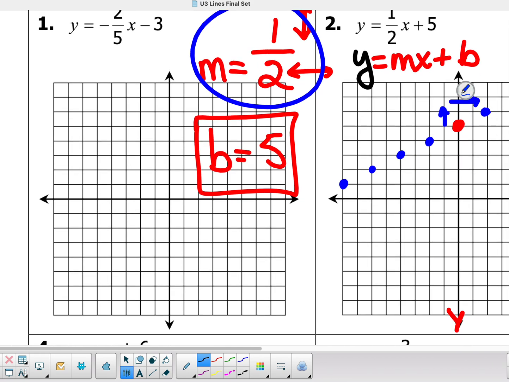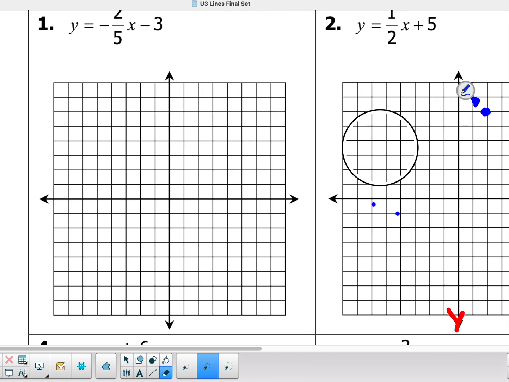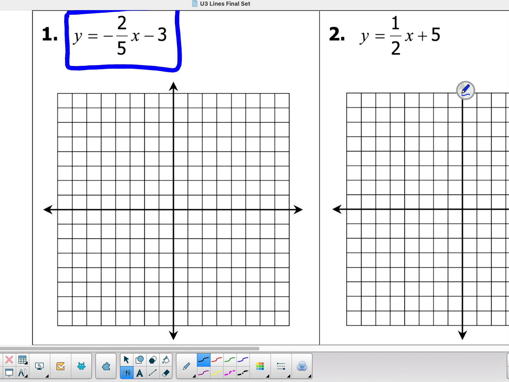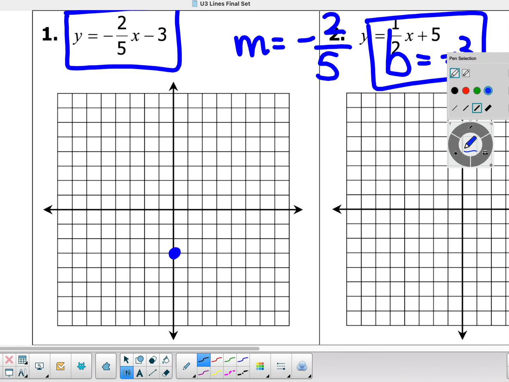We'll do one with a negative slope. So here my slope is -2/5, and my y-intercept is -3. So I'm doing this graph where I'm going to graph this line. My slope is -2/5, and my y-intercept is -3. So I'm going to start on the y-axis at -3. This is my starting point, and I'm going to change my ink color to plot more points.